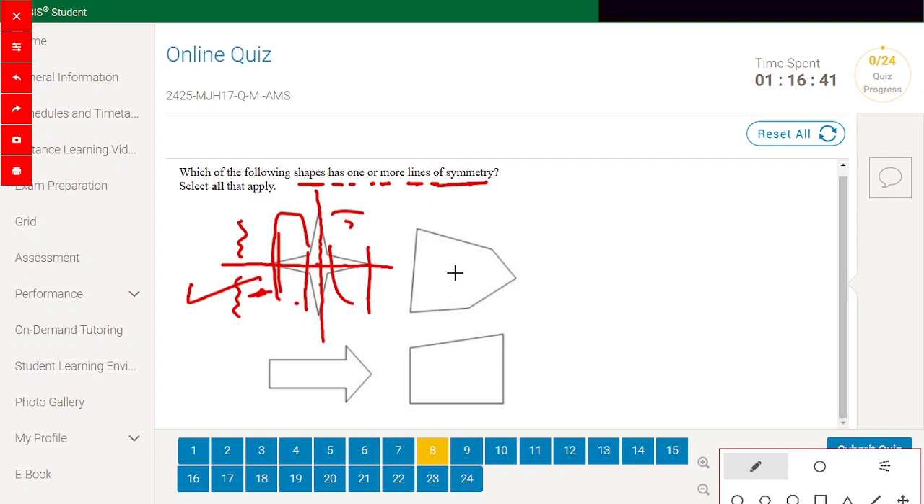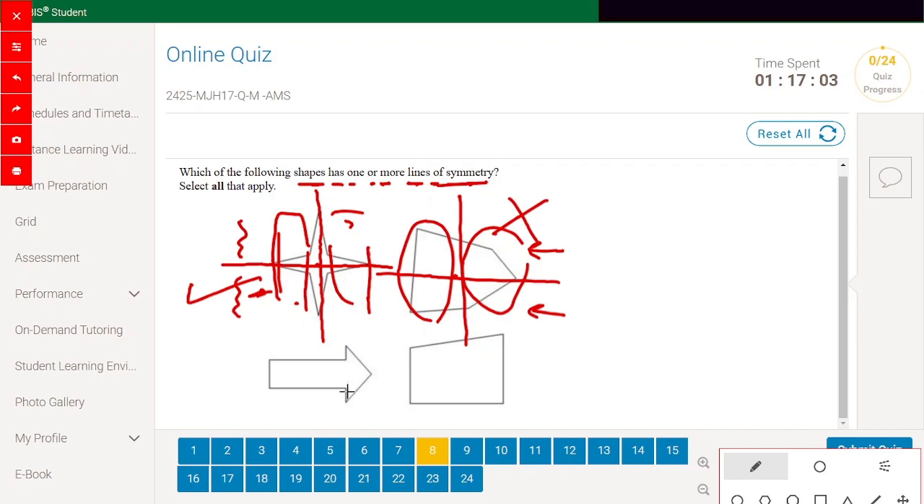Now let's take this shape. Let's say this is the center. I will draw a horizontal line. If you can see here, there is no symmetry between this side and this side. We'll do a vertical line like this one. Also, we don't have a symmetry between this shape and this shape, so this is not the right answer. Let's take this shape. Let's put the center here. Let's draw a horizontal line. We have a symmetry between this shape and this shape. So this has one line of symmetry, so this is the right answer.